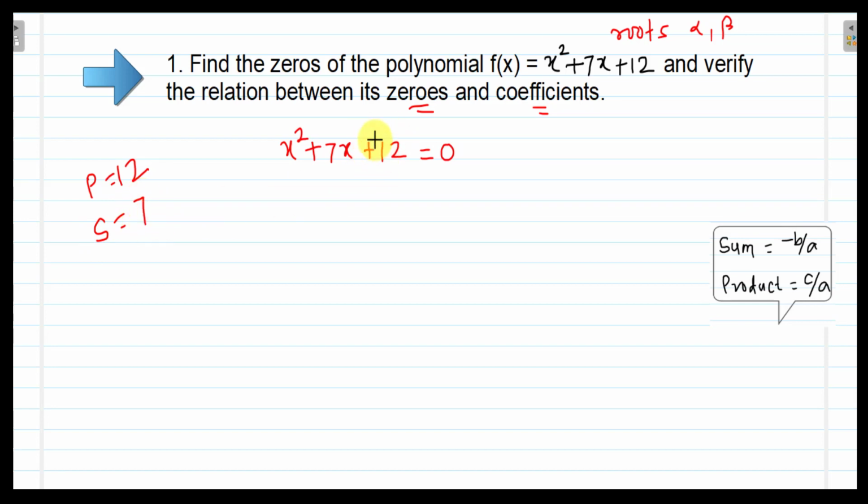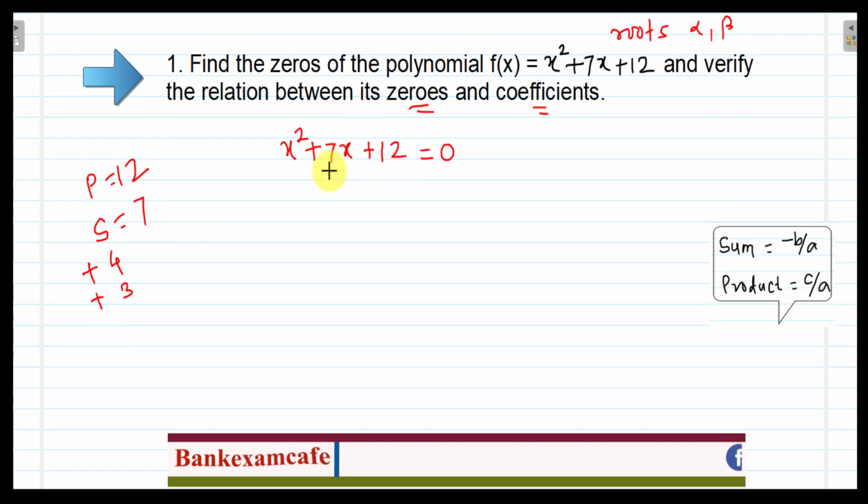And since the product is positive, the two numbers which we will search will have either positive numbers or negative numbers. But since the middle term is positive, both the numbers will have positive sign. And those two numbers will be 4 and 3. 4 threes are 12 and 4 plus 3 is 7. So the product is 12 and the sum is also 7.